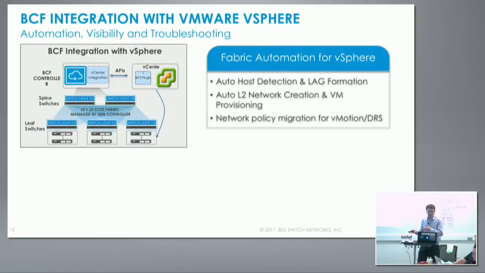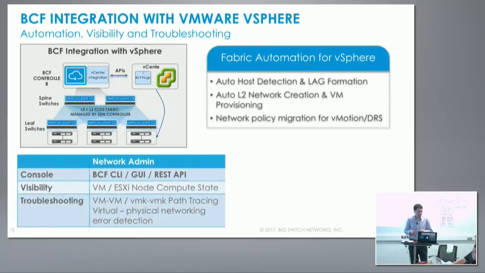Now, with automation comes the need for visibility. And in terms of visibility, we give visibility for network admin and for the VM admin, and we try to give them the same view, same pane of glass. So as they're looking at the same things, my network admin, through the BCF CLI or GUI or REST API, can actually see what's going on in the virtualization infrastructure. So virtual machines, ESX host, virtual networking. They can troubleshoot VM to VM traffic. They can troubleshoot VM kernel to VM kernel traffic.